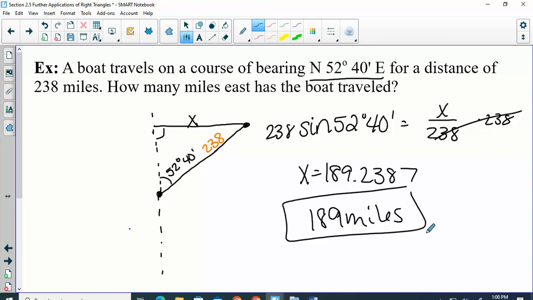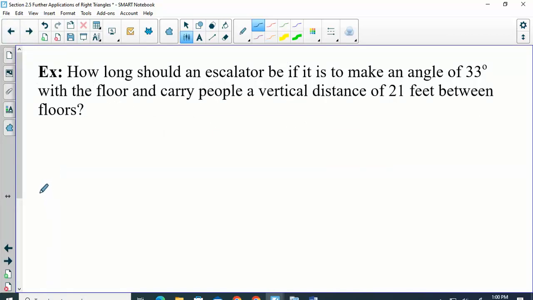Let's do one last problem for today. Let's do this one. I went back a couple. How long should an escalator be if it is to make an angle of 33 degrees with the floor and carry people a vertical distance of 21 feet between floors? What's an escalator? Moving stairs. Okay. Where's the floor go? Under it. Alright, so here's the floor. So the angle with the floor is 33 degrees. Where do I put the 21?